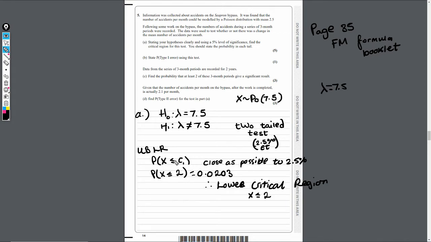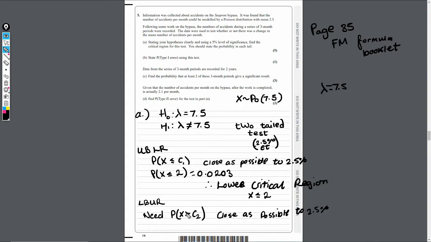Now we can do the same with the lower boundary upper region. This is a tongue twister between the two of them. If I call it LBUR, what I need now is kind of the opposite. I need the probability that X is greater than or equal to C2, and this again has to be as close as possible to 2.5%.